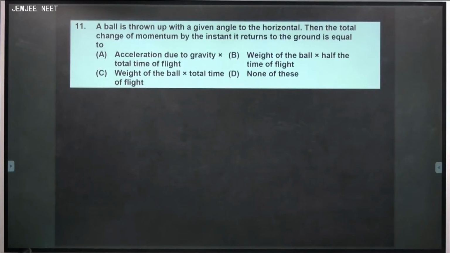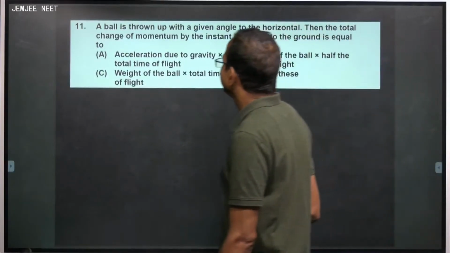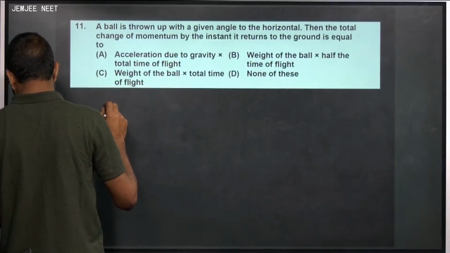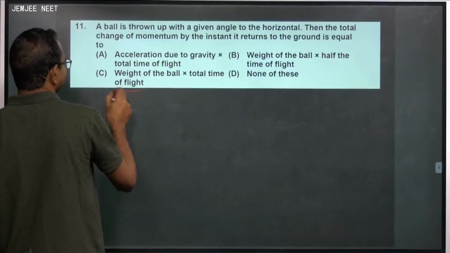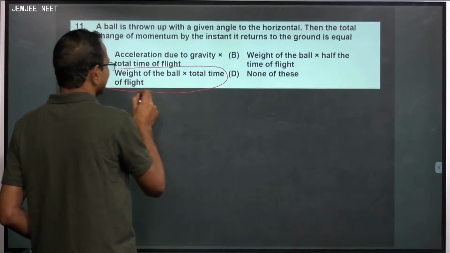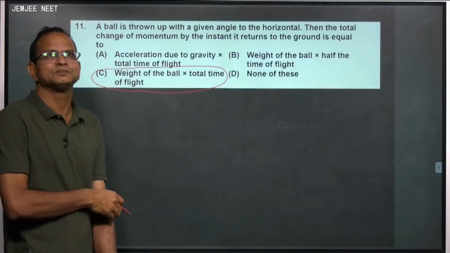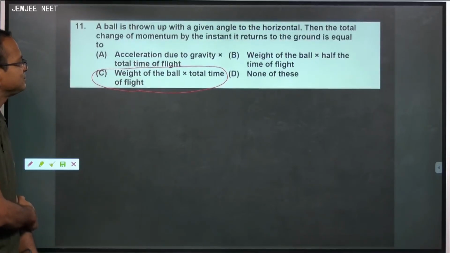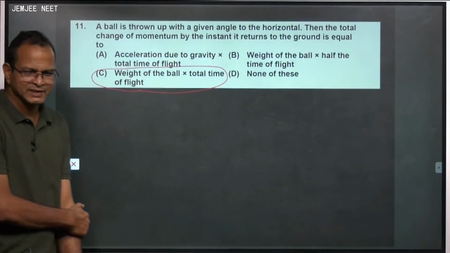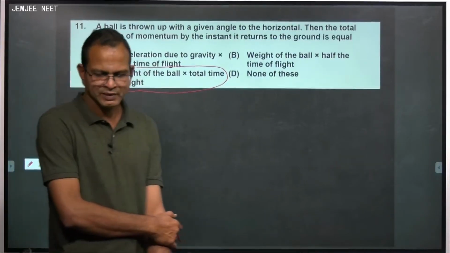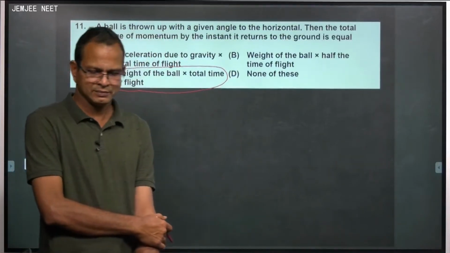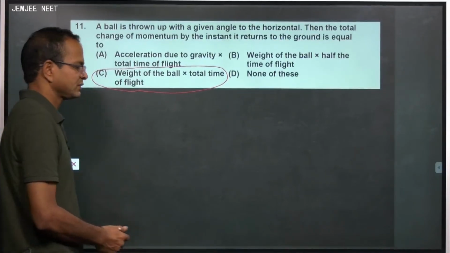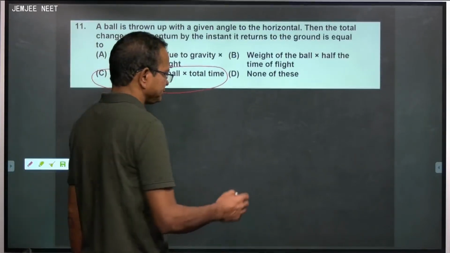What happened? What happened, you ask? This is the answer. C is the answer. Don't you understand, Kanna? Yes, Kanna, please. Sir, how can force be taken as the weight?